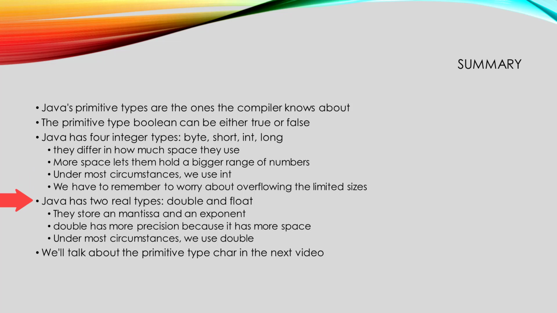The way they store real values is by storing 2 integers of scientific notation, the mantissa and the exponent. Of the 2 types, double has more precision because it has more space to store those integers. Like int, most of the time we use double because it's compatible with the Java API and causes fewer type conversions. The only primitive type left to talk about is char, and we'll talk about that in the next video.